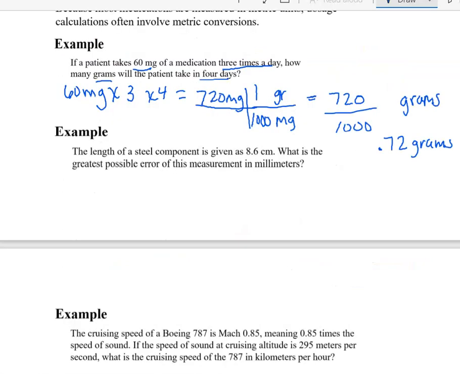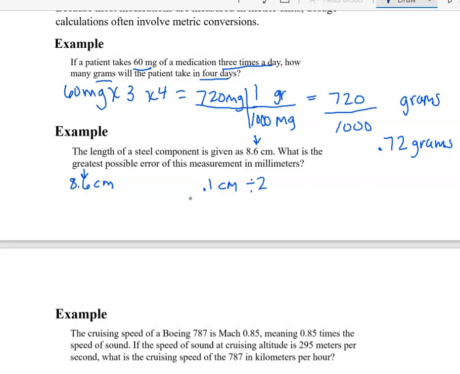The length of a steel component is given as 8.6 centimeters. What is the greatest possible error of this measurement in millimeters? Remember when we were talking about error, we're talking about plus or minus 1/2 of whatever the smallest unit is. So for our greatest possible error, we consider this 1/10 of a centimeter, because that's the smallest decimal place, the 0.6. So we've got 0.1 centimeters, and we're going to multiply that or divide it by 2.